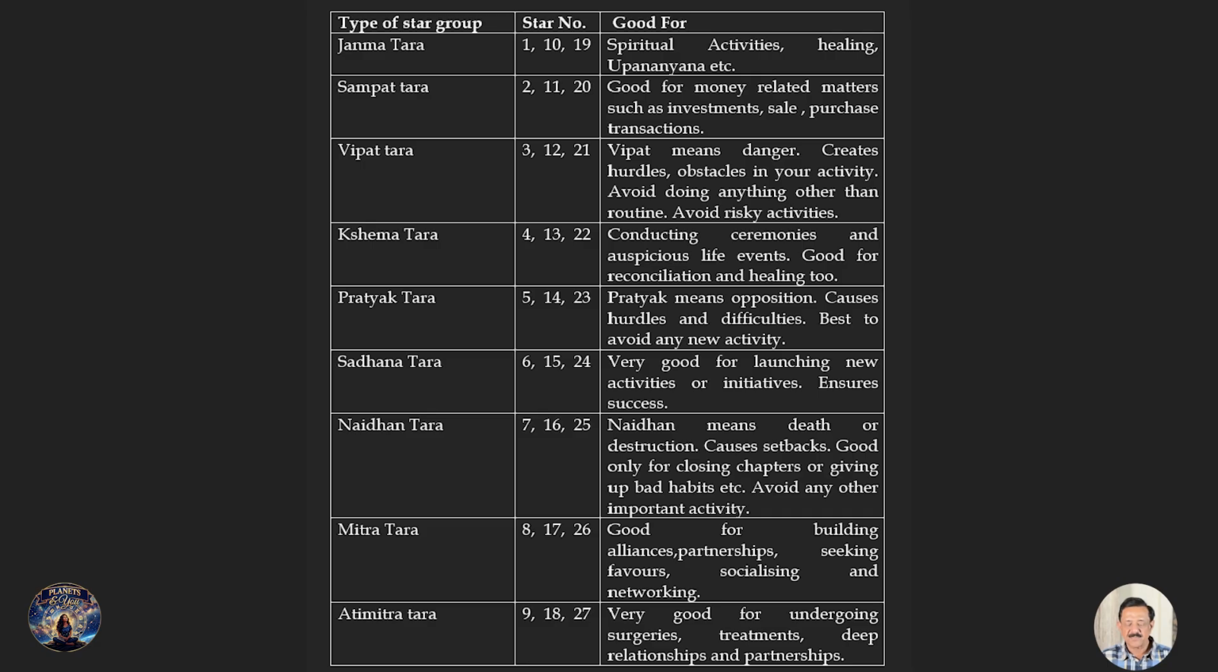Vipat means danger. This category of stars will create hurdles, obstacles in the activity of the native. Avoid doing anything other than the routine work. Avoid risky activities at all times. Next category is Kshematara. Kshema means safe and secure or welfare. These are 4, 13 and 22 stars. Conducting ceremonies and auspicious life events are good for this. They are good for reconciliation and healing also.